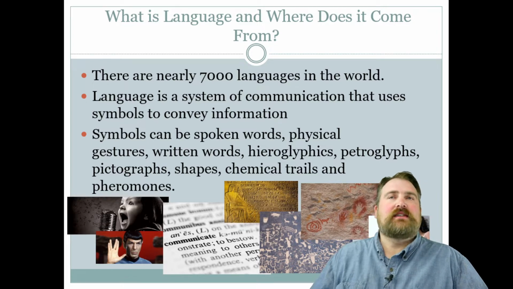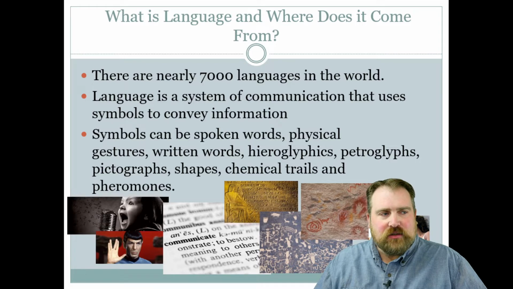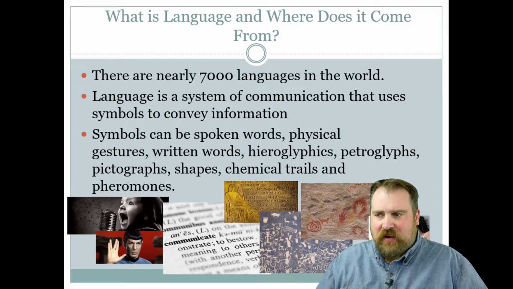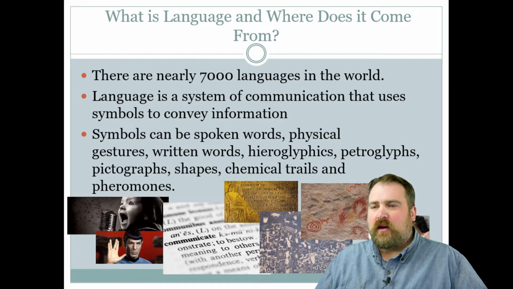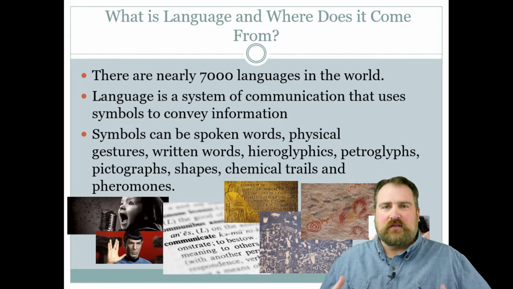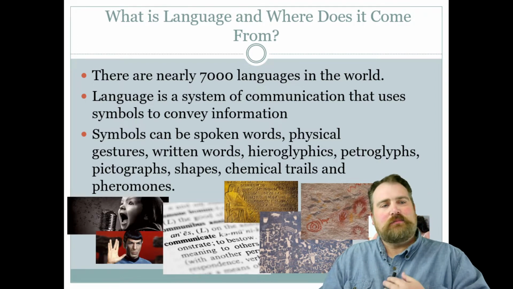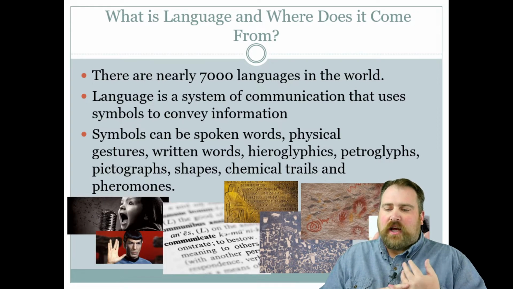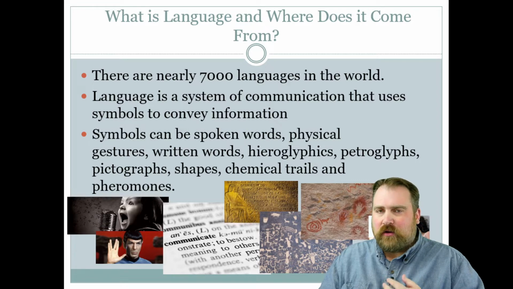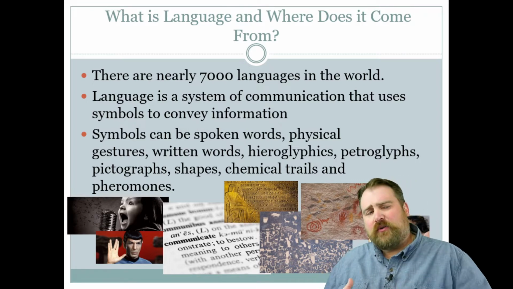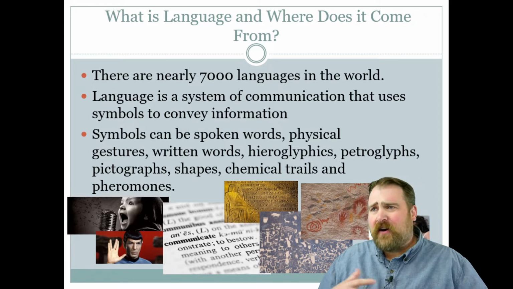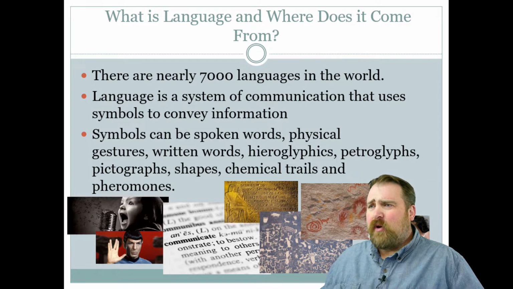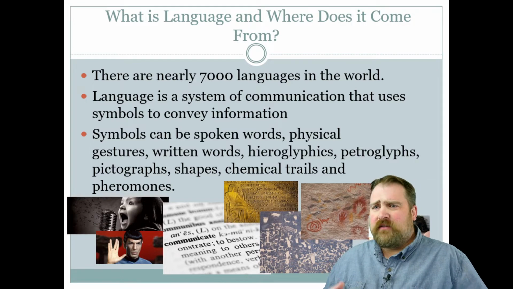So language is a system of communication that uses symbols to convey information, right? Basically, symbols are all kinds of different things. So spoken words, physical gestures, the written word, hieroglyphics, petroglyphs, pictographs, shapes, chemical trails, pheromones. All of these things are used to convey information.